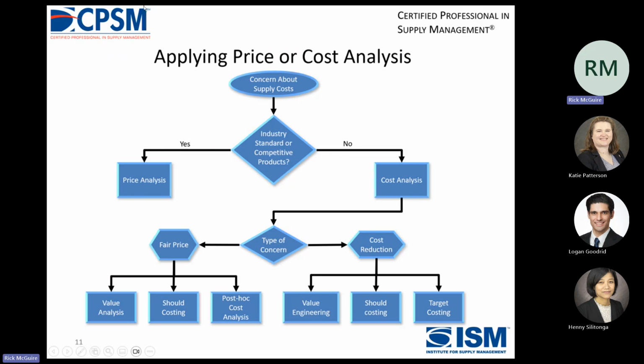Suppliers own everything, and the price is going to be what it's going to be. You just go trade one supplier off against the other. That's how that industry works. But a lot of the stuff we do is custom, so we got to do cost analysis. And then you got to ask, what's your concern, fair price or cost reduction? And these are some of the levers you can pull.